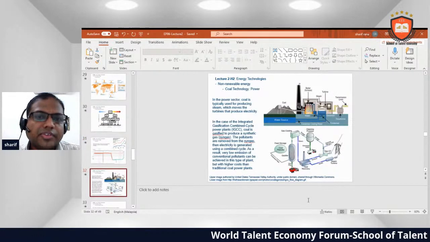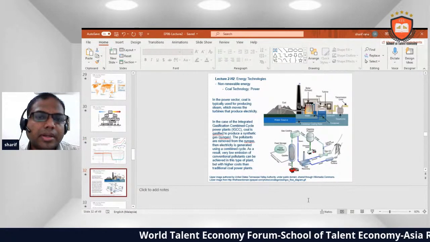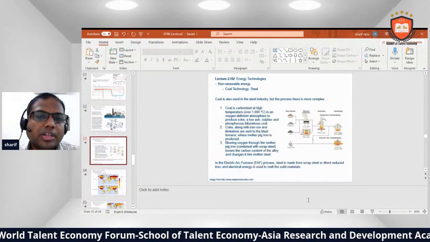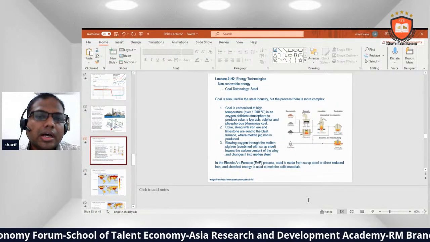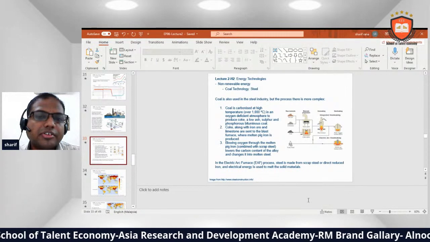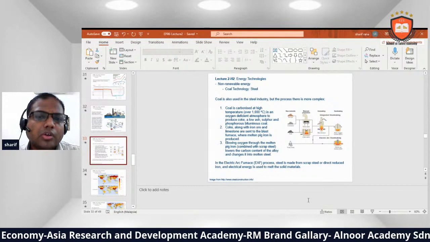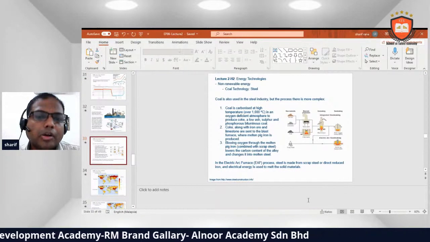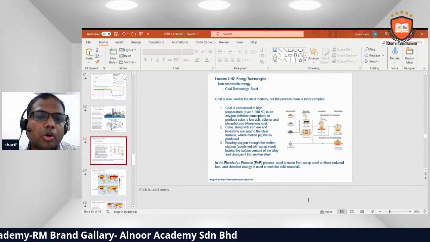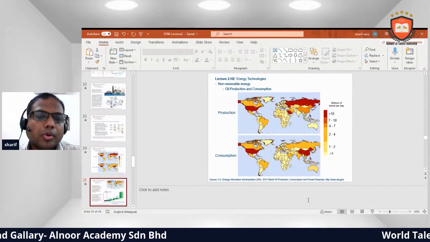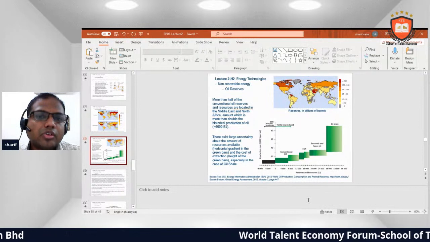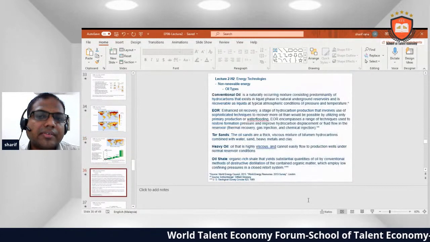There are different kinds of uses, especially in the power sector. Coal is typically used for producing steam, which moves turbines that produce electricity. Coal is carbonized at high temperatures. Coke, along with iron ore and limestone, is sent to the blast furnace, with oxygen powered through to make molten pig iron. Production and consumption are very important. Energy technology, non-renewable energy: oil and gas reserves are very important.